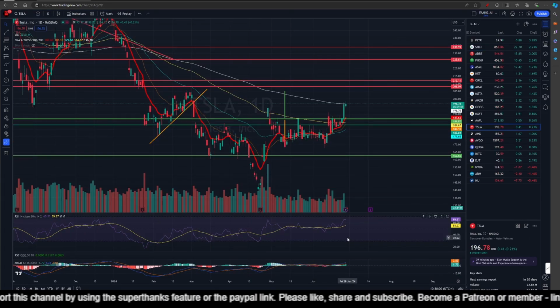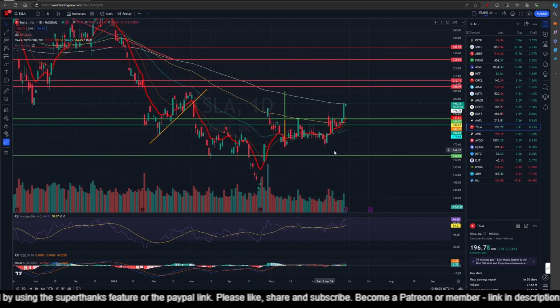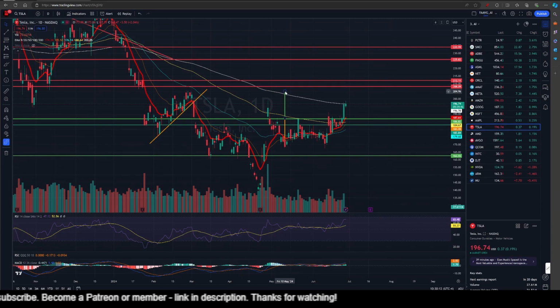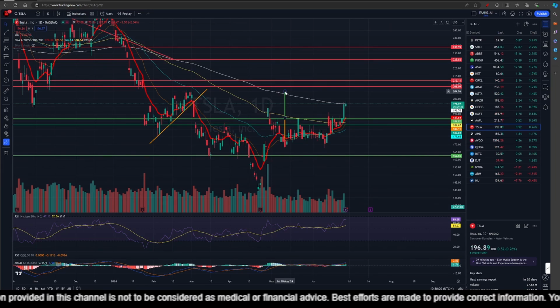So now if you look at Tesla, you can see that we have got a double bottom out here, and the double bottom will give us a target price of 205.11 in my personal opinion. So right now we are at 196 for Tesla. We are looking at around $4 to $8 of potential gains still left in Tesla.